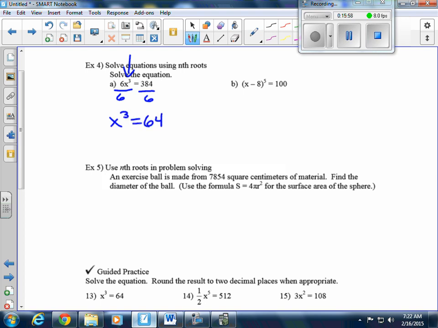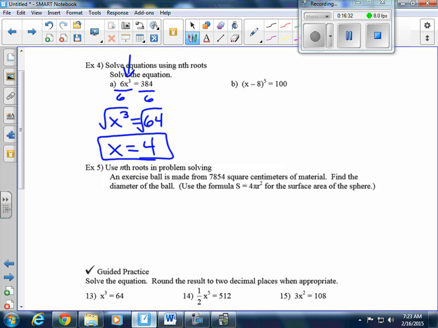How do you get rid of a cube? Well, you take the third root, just like if this was a square, we'd take the square root. Since that is an odd index, 3 is an odd number, you are not going to have a plus or minus. If that was an even index, we would. So now x is going to equal the third root of 64, which is 4. So that is your answer.